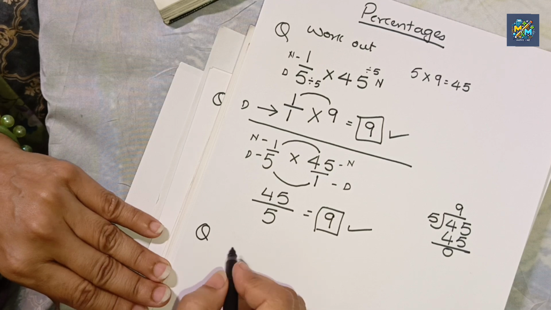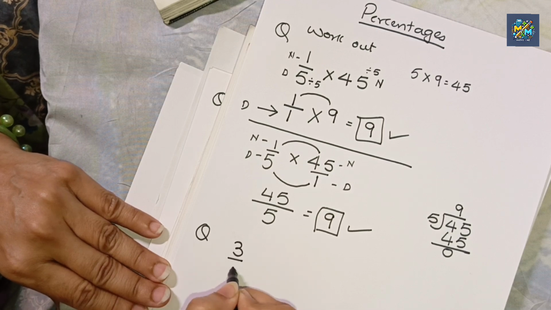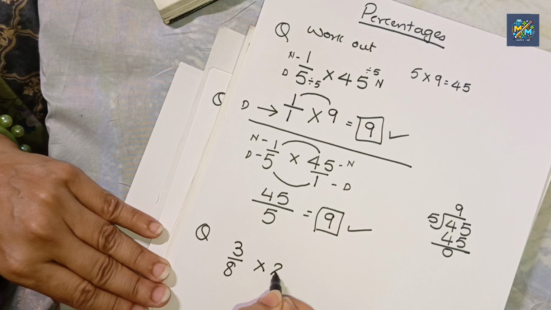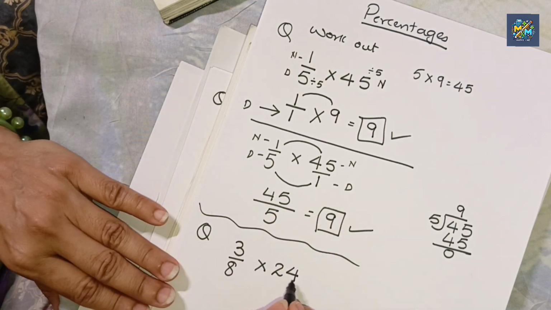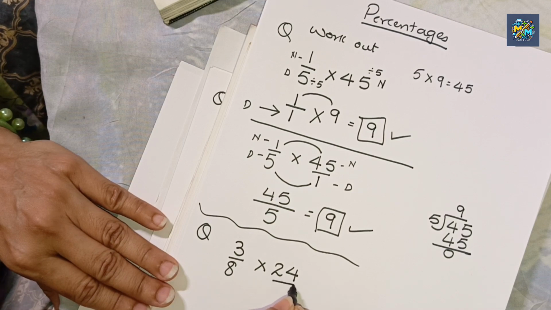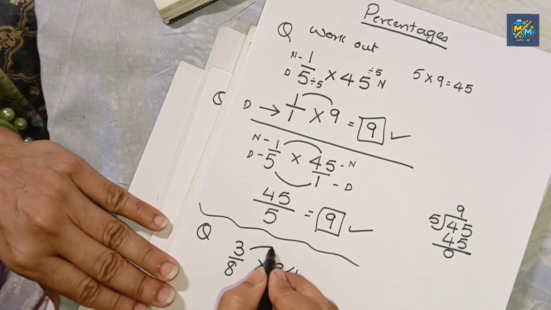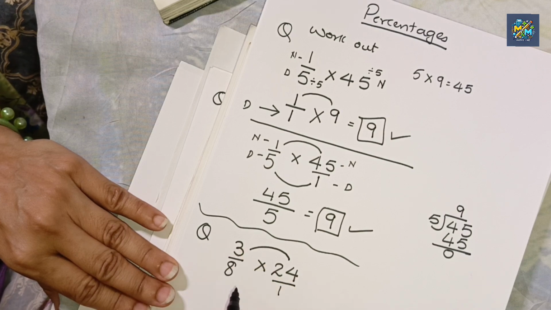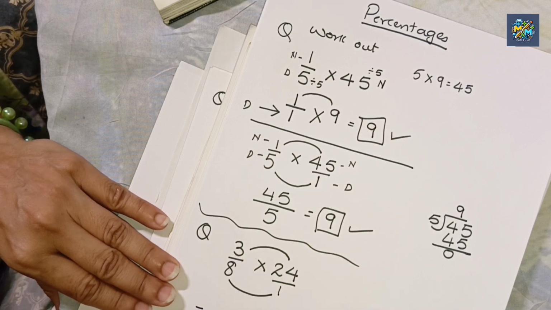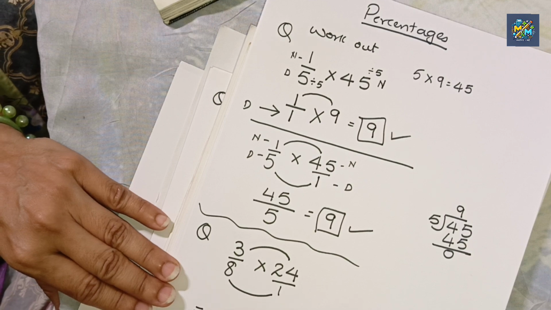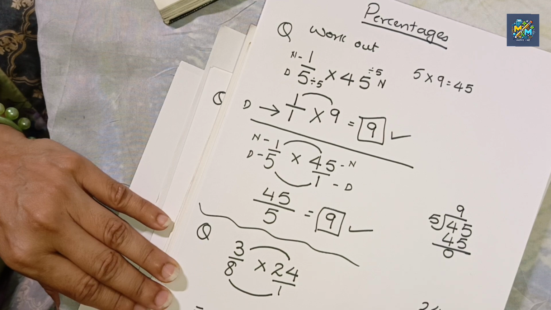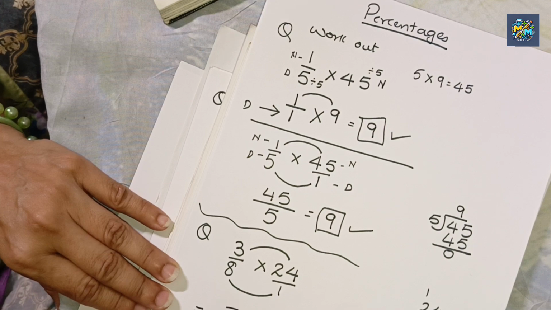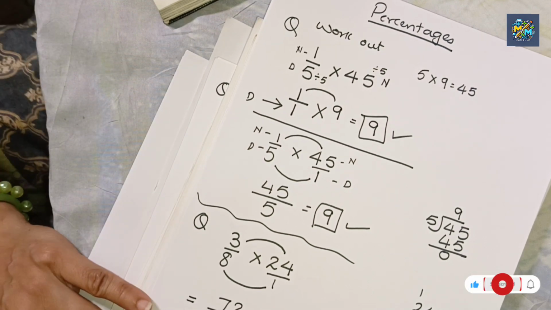Now we are going to try one more sum, and here the question is 3 upon 8 multiplied by 24. This time I'm going to use this second step. Here there is no denominator, so I'll consider a 1 over here. So now let's multiply 24 by 3 and 8 times 1. So 8 times 1 will be 8, and the numerator is going to be 24 multiplied by 3. So this is a 12 and this is a 7. So the answer I received is 72.